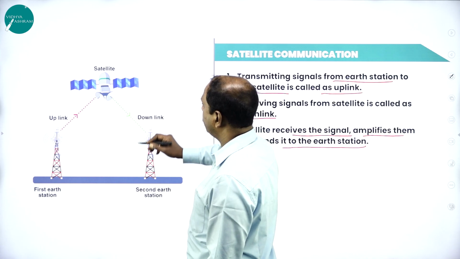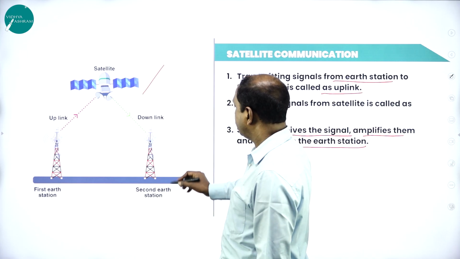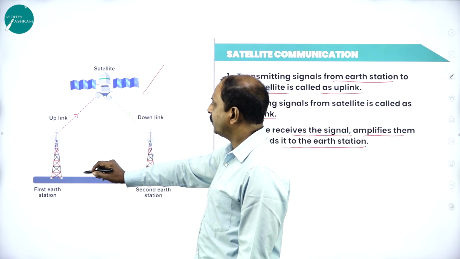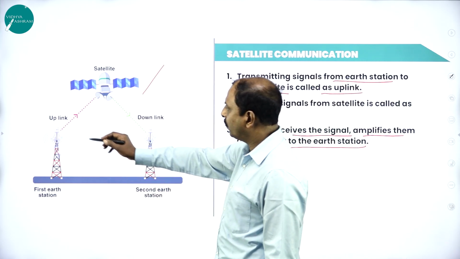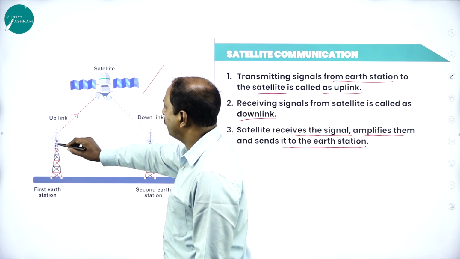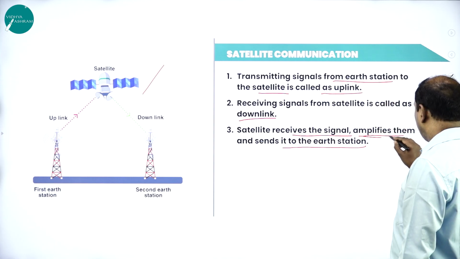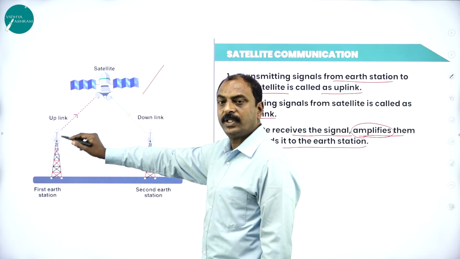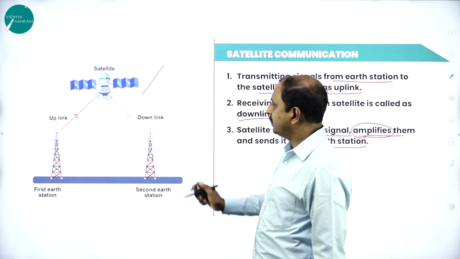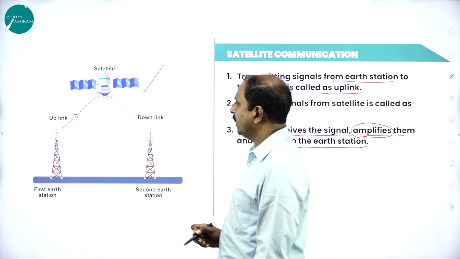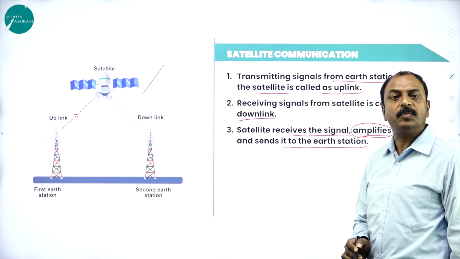Look at the diagram here. This is the satellite, and this is an Earth station, and this is the second Earth station. Whatever signal, in terms of data, we send from one station to the satellite, the satellite amplifies it and sends it back to the second Earth station. So this is called downlink, and this is called uplink. This is how communication takes place in satellite communication.